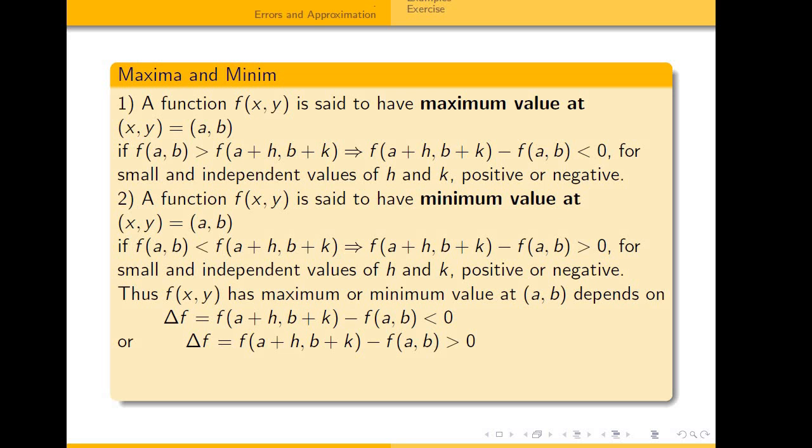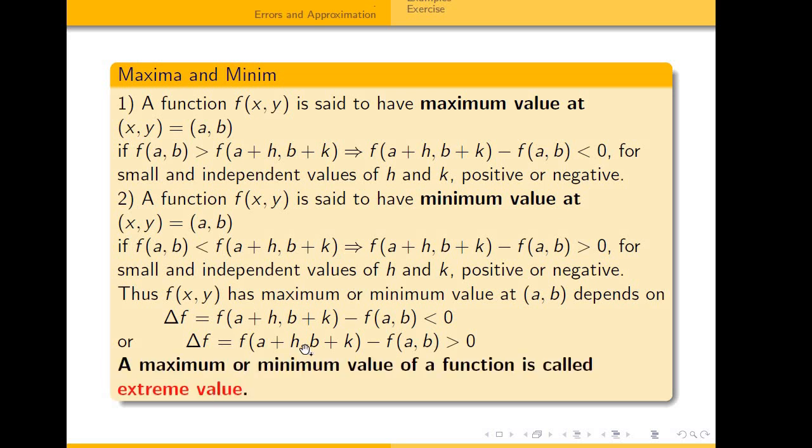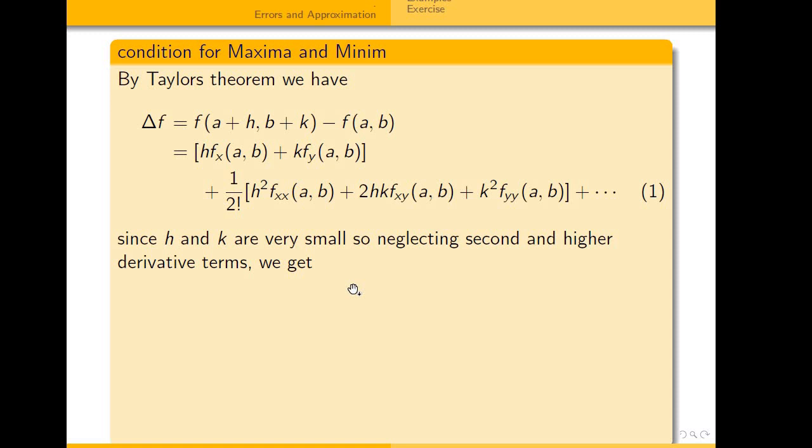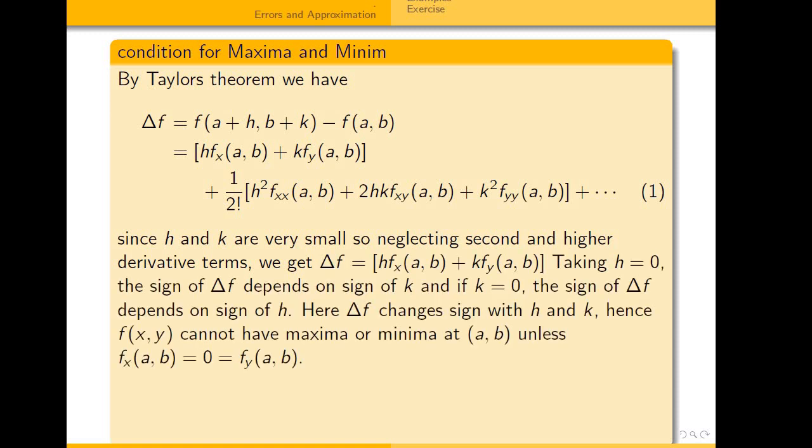Here we find our stationary points, and from the stationary points we get the maximum and minimum values. These values are called extreme values. So we have to find the maximum and minimum values. These are called extreme values. Please go through this proof also. We are getting maxima and minima in a two variable function.